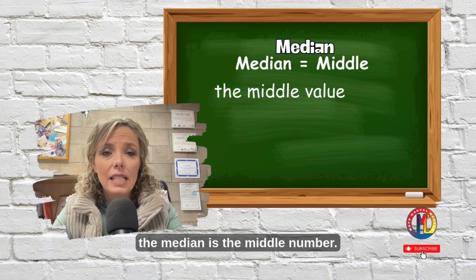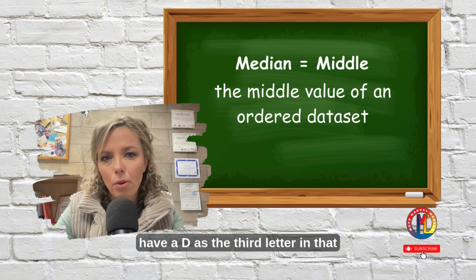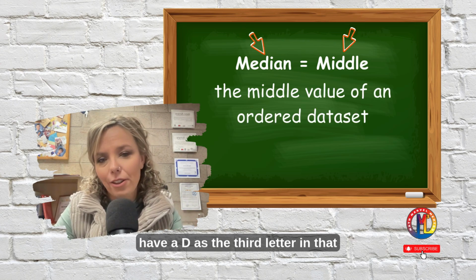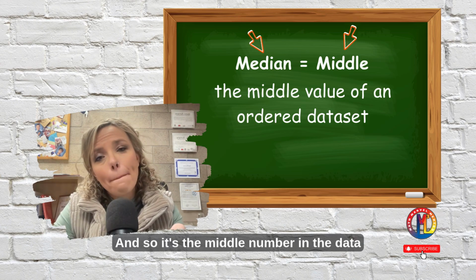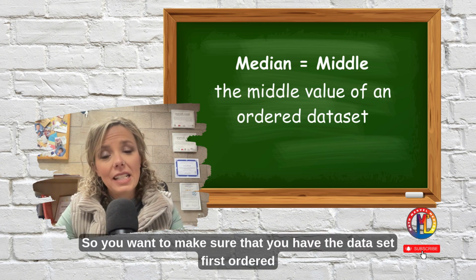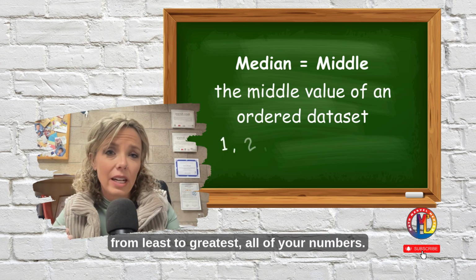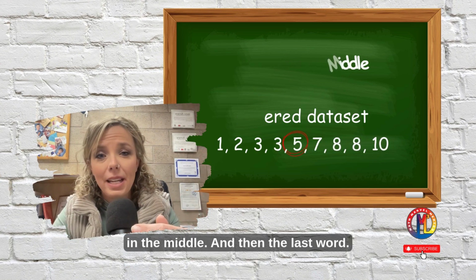Then the median. The median is the middle number, and I kind of remember that because they both have a D as the third letter in that word, middle and median. It's the middle number in the data set. So you want to make sure that you have the data set first ordered from least to greatest, all of your numbers, and then you're going to take the number that's right smack dab in the middle.